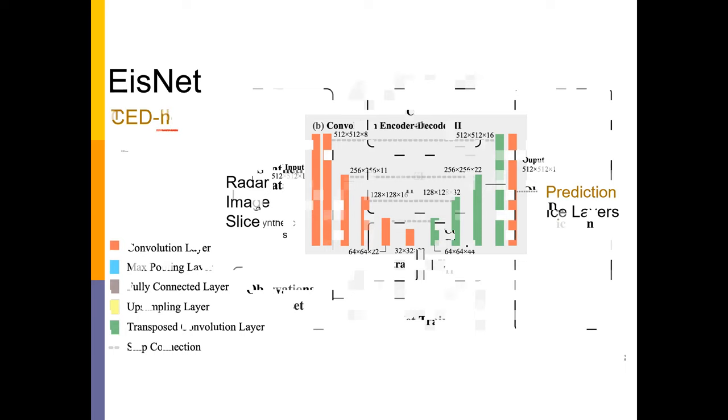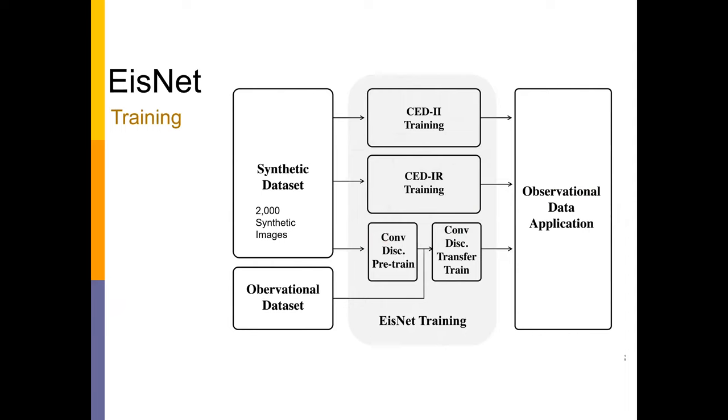The ISNet model's training method is, the first step, to input the synthetic big data set of about 2,000 synthetic images, and then do the ice layer training and the bedrock training. And then we use the training result to apply to the observational data.